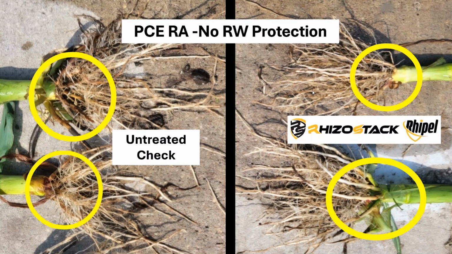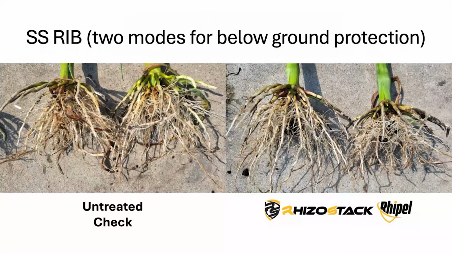So everybody says, okay, Jake, that's cool. That's an untraited hybrid. Of course, you're stacking the deck in your favor. What if you use it on a rootworm trait? So this is on a SmartStax, a little bit different maturity, same exact area. If you look at the difference there, the untreated check is on the left. The treated is on the right.